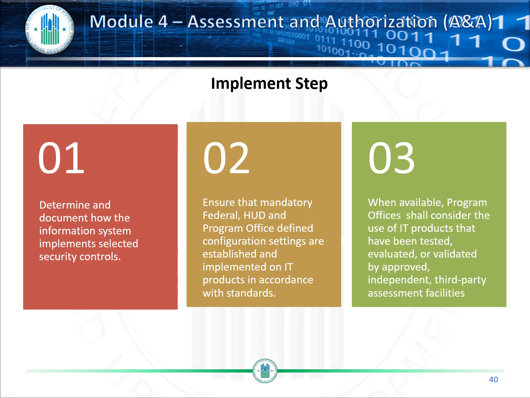Program offices must use best practices when implementing the security controls within the information system, including system and software engineering methodologies, security engineering principles, and secure coding techniques. In addition, program offices must ensure that mandatory federal, HUD, and program office defined configuration settings are established and implemented on IT products in accordance with standards.